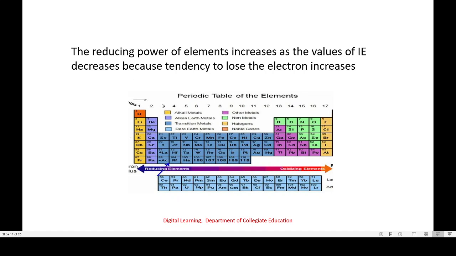The next point is that the reducing power of an element increases as the value of the ionization energy decreases, because the tendency to lose the electron increases. So the lower the value of the ionization energy, the greater is the reducing power, because electrons can be removed easily as expected by the oxidizing agent, and hence they are highly reducing in nature. From left to right in the periodic table, the reducing power of the elements decreases, but down the group, the reducing power of the element increases.